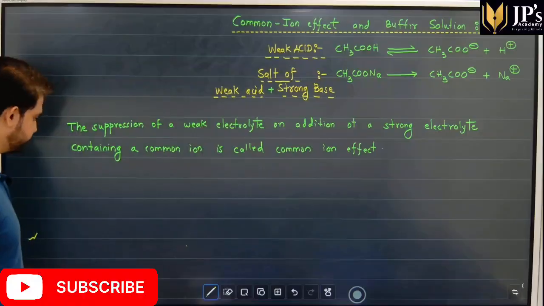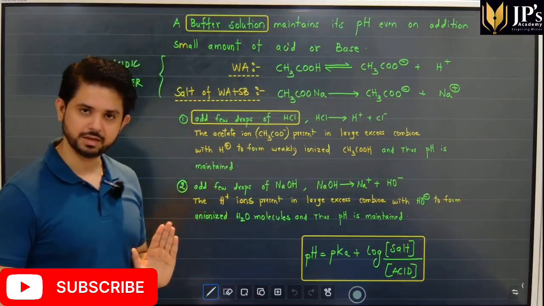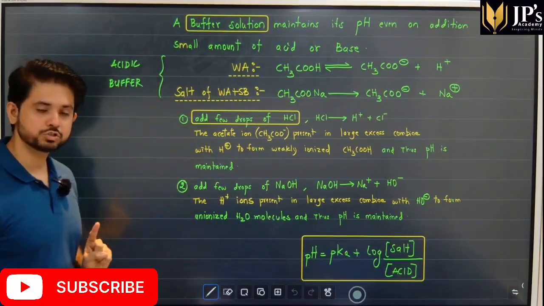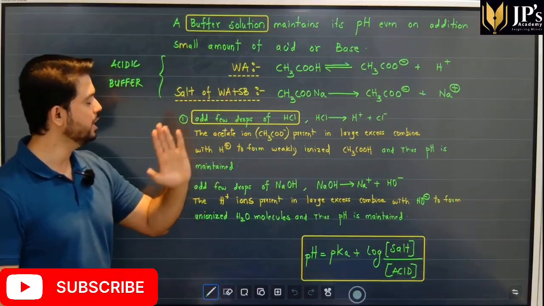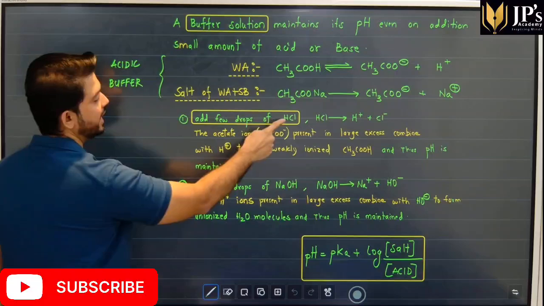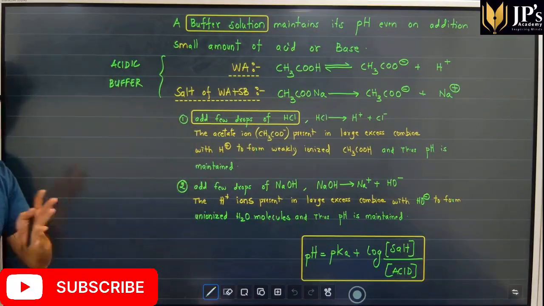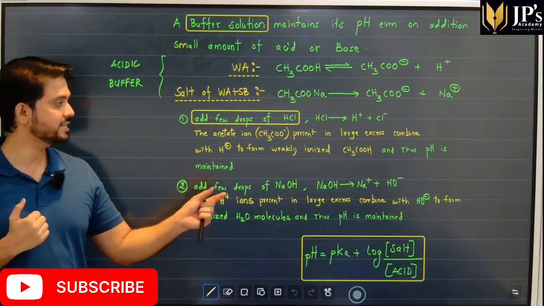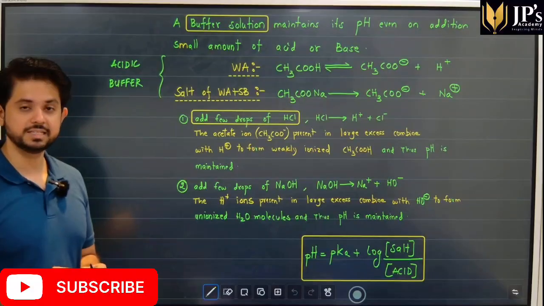Now, if I have the same weak acid, acetic acid, ethanoic acid, and the salt of weak acid plus strong base, shortcut written is WA, weak acid, SB, strong base. Now I add few drops of HCl. I add few drops of a strong acid. I know that HCl will now dissociate. The number of H plus ions will increase. As H plus ions increase, the pH will start decreasing.